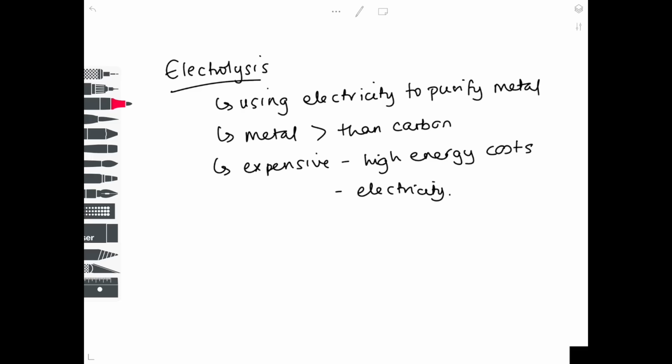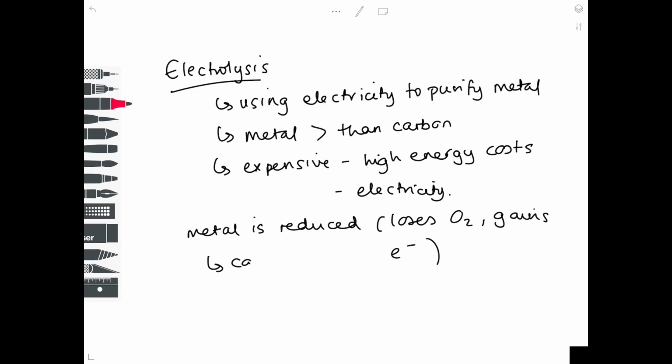We're going to go into electrolysis in far more detail, but remember that the metal is reduced, which means it loses oxygen, gains electrons. If you're finding this hard, don't worry, we're going to go into this in way more detail when we talk about electrolysis properly, and that occurs at the cathode, which is the negative electrode. So, for example, aluminium is a very famous metal which is purified by electrolysis. So here it is undergoing reduction to produce pure aluminium.